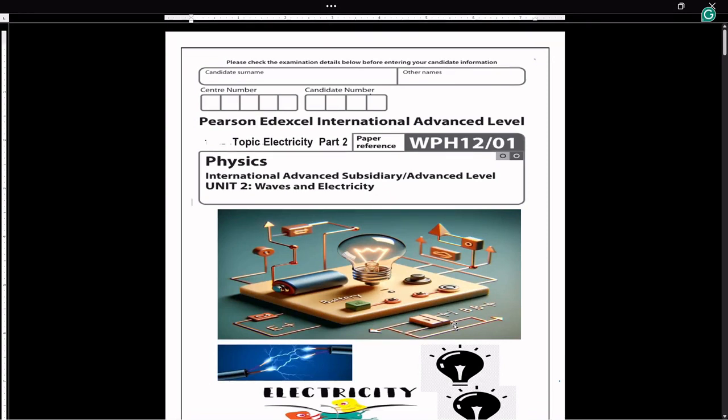Here we are discussing questions for the topic electricity for Edexcel AS Physics level examination, and that too from the past 4 to 5 years of Edexcel board exam question paper questions.